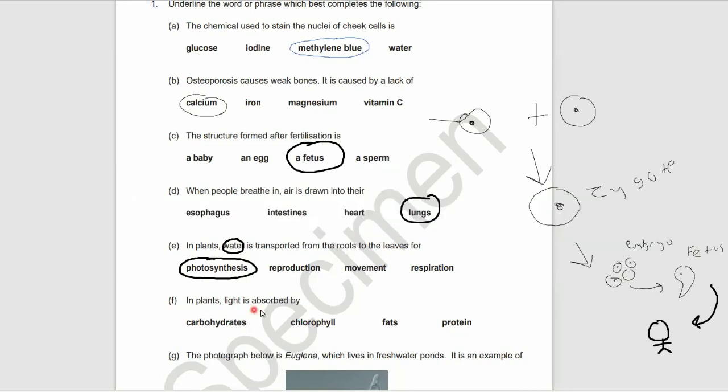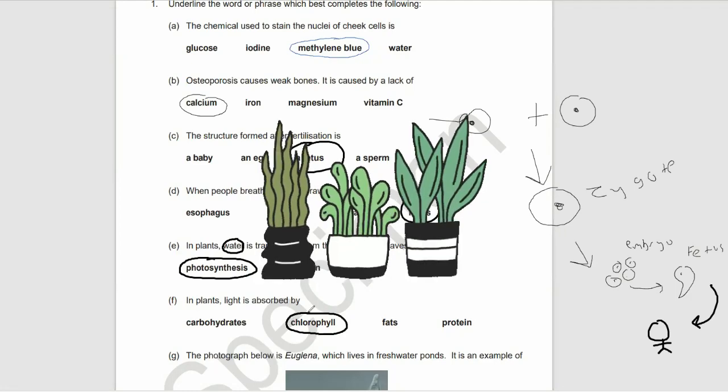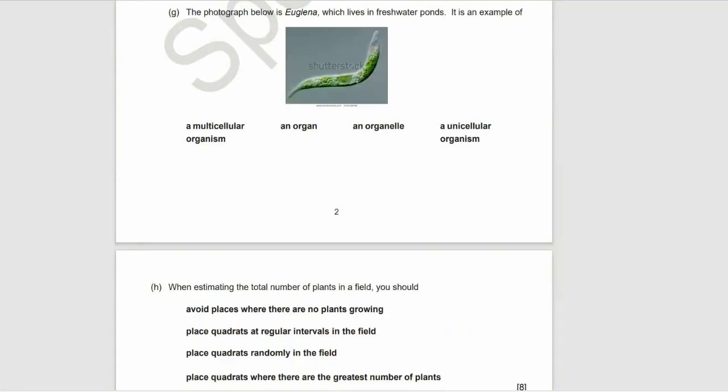In plants, light is absorbed by carbohydrates, chlorophyll, fats, or protein. And the answer is chlorophyll. Chlorophyll is the green colored pigment that absorbs light. Okay, for our next question, G.